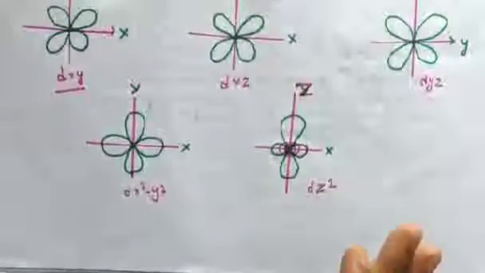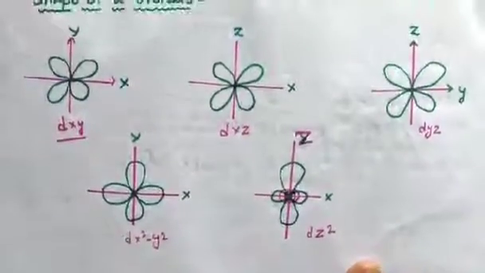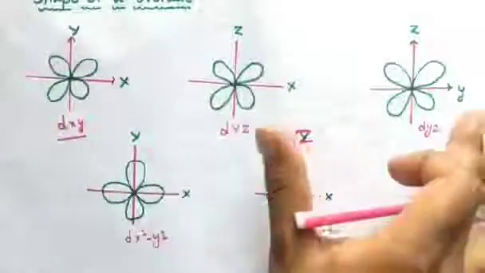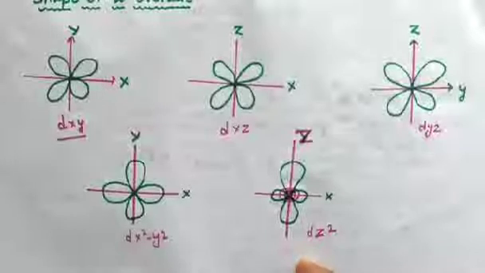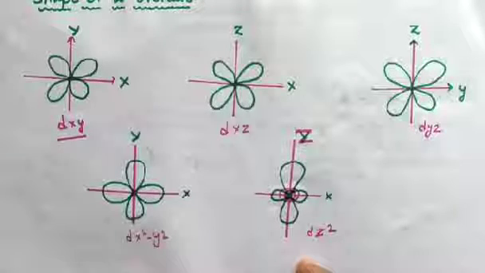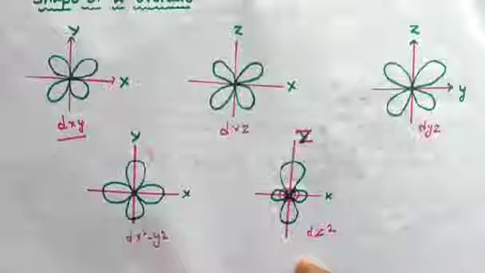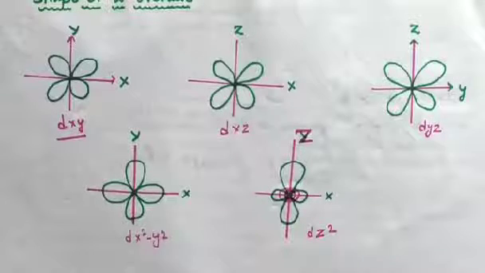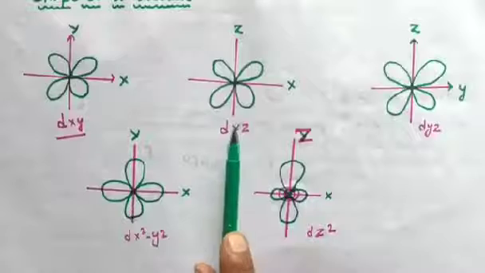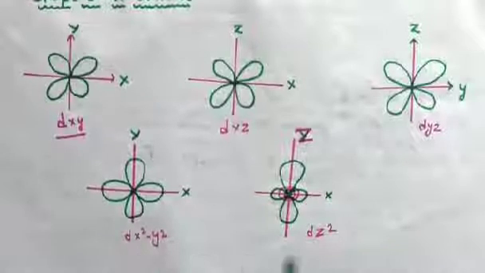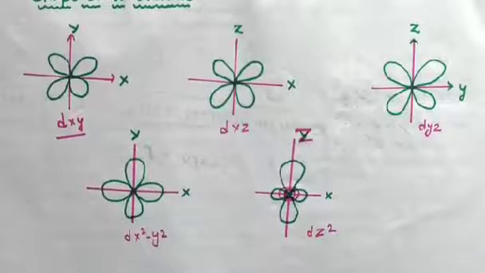I have made all these orbitals separately because these three orbitals make a set and these two orbitals make a set. Later on in coordination chemistry we will discuss why it is so. Today you have to understand the shape of d orbitals. So this is dxy, dxz, dyz, dx square minus y square, and dz square. So there are 5 orbitals.